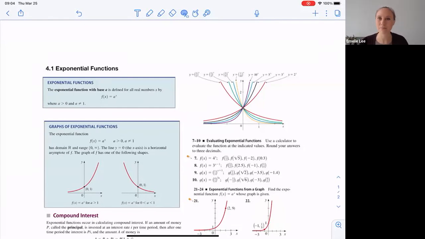Anyways, all right. So we're going to start exponential functions and logarithmic functions today. We'll see how far we get.